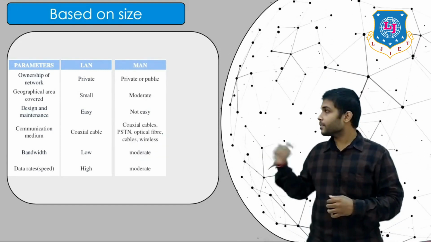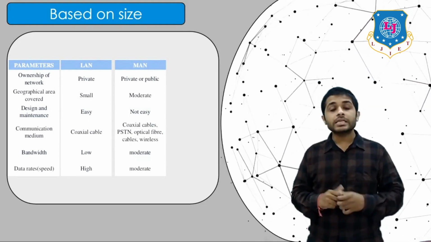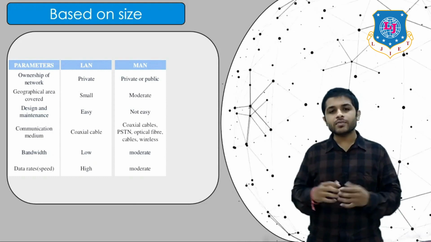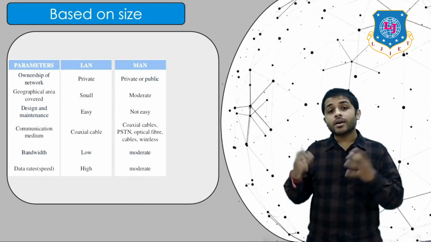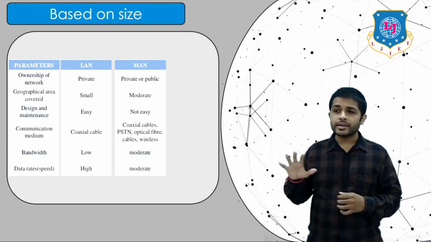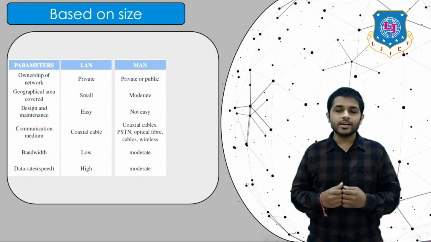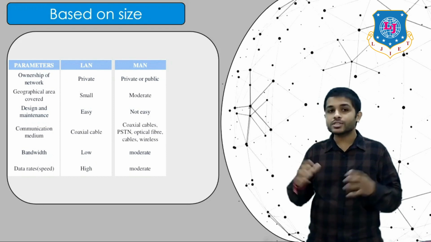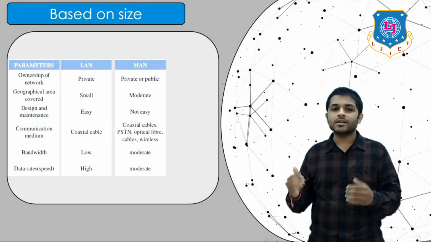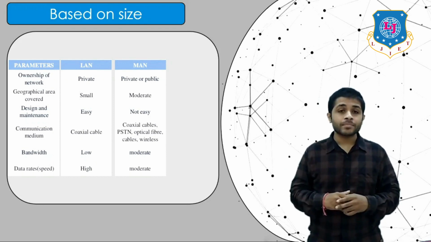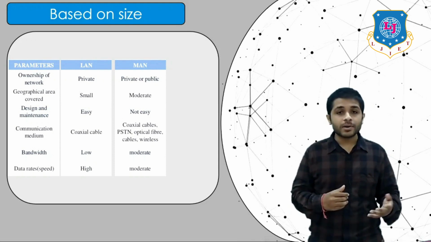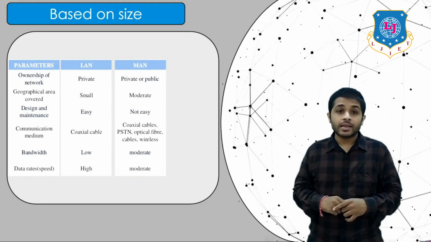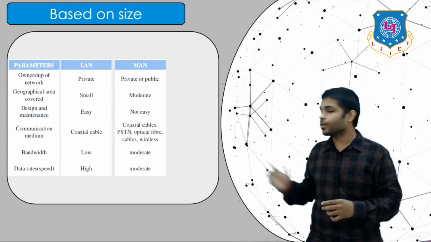The second type is MAN. The MAN is owned by public or private, and the area covered is larger than the LAN and it is moderate. The design and maintenance is not as easy as the LAN because the number of devices is more than LAN. The medium can be coaxial cable, optical fiber, wireless, PSTN, etc. And the bandwidth and the data rates both are moderate.